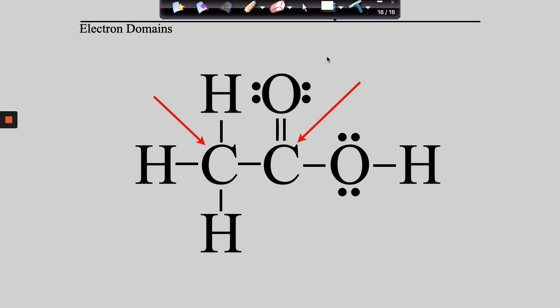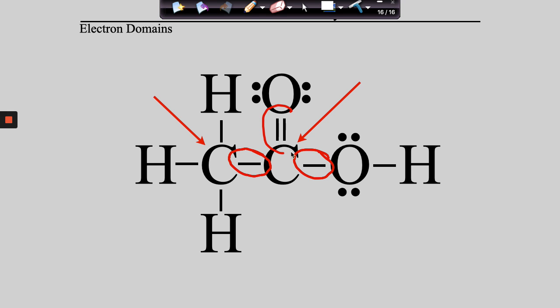So now let's take a look at this carbon atom. Same question. How many domains are around that carbon, the one on the right? Give it some thought. Okay, so now let's take a look. So we have a single bond here, which is one domain. We have a single bond here, which is one domain.